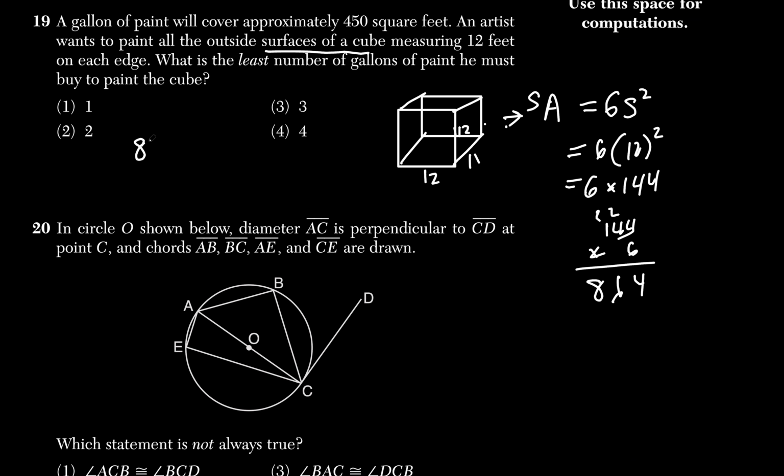Now you're going to take 864 and divide it by 450. Now clearly you're going to get a number less than 2. You're going to get some number less than 2. So 1.9 something, right? But you need the least number of gallons, so you get 2.